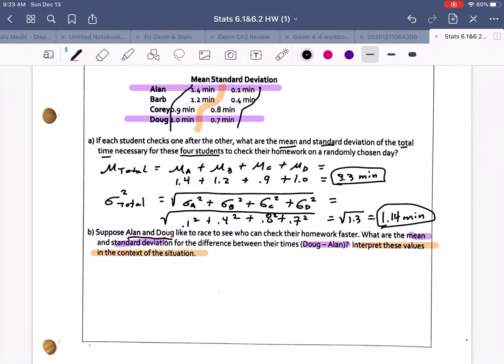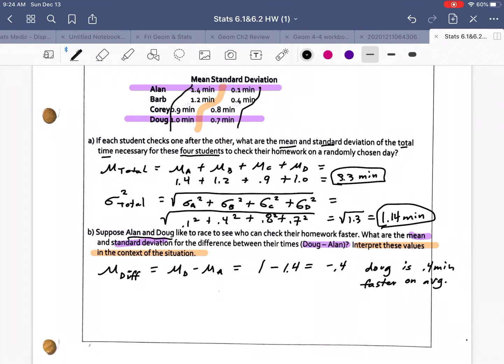All right, so the mean of Doug minus Alan, so that would be their difference, right? The mean of their difference should just be mu Doug minus mu Alan. We know we can add and subtract these. So if Doug typically is 1 minute and Alan typically is 1.4 minutes, then it looks like Doug is 0.4 minutes faster on average.